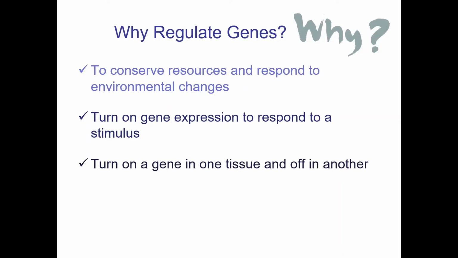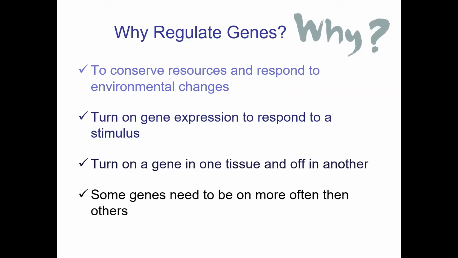Sometimes we're turning on one gene in one tissue. Our blood cells, they need hemoglobin. We don't need that in our skin. We actually have something kind of similar called myoglobin in our muscle tissues, but it needs to be turned on in the right places and at the right time. Some are turned on more often than others. Some are on always. Some are turned on only when needed. So there's lots of reasons for why we need to regulate genes.